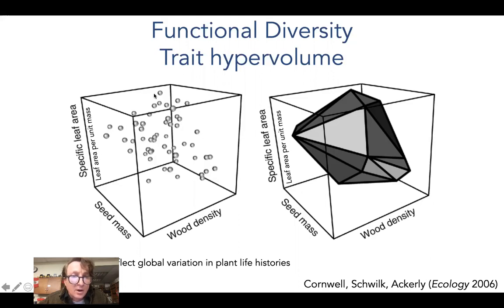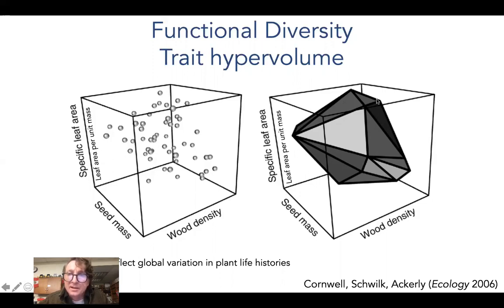And if you notice, all of those species are occupying this trait volume. So if we put, in this case, a convex hull, or if we put plastic and wrap all of those species together, we get this volume, right? And so this is one measurement of trait diversity. We call this a trait hypervolume.